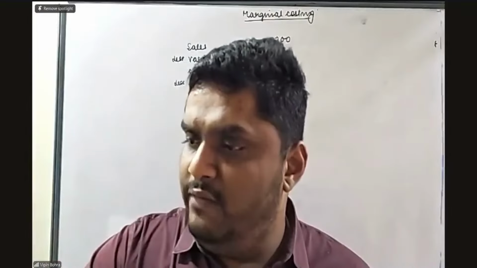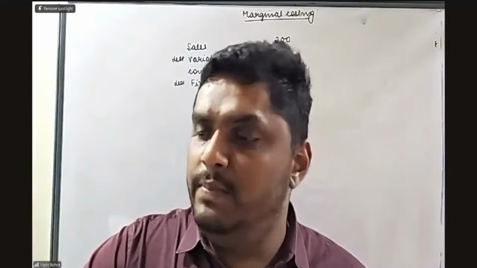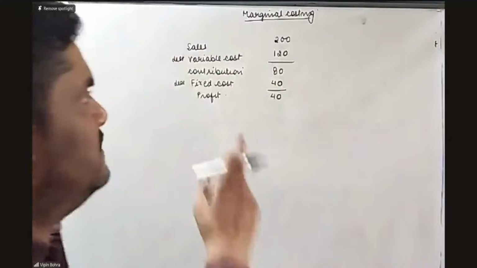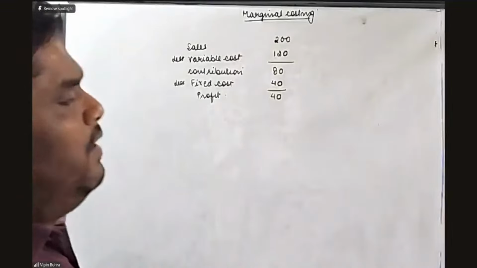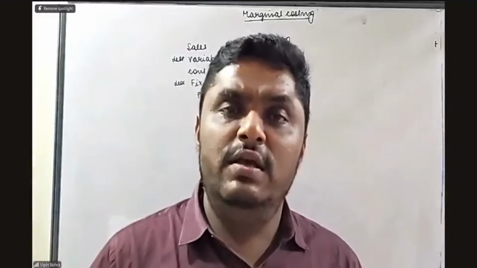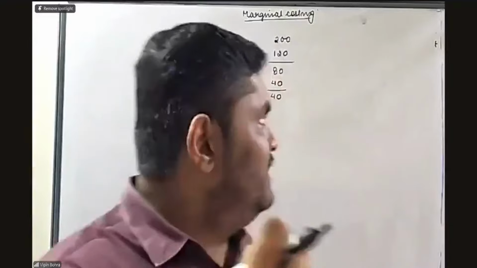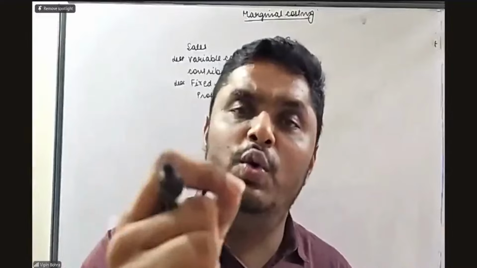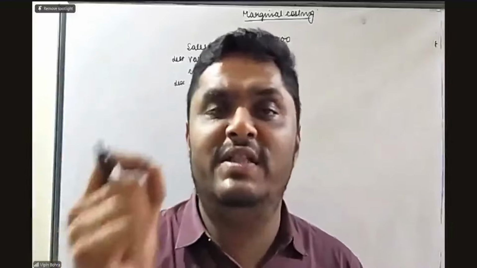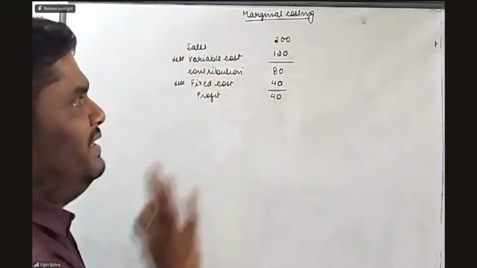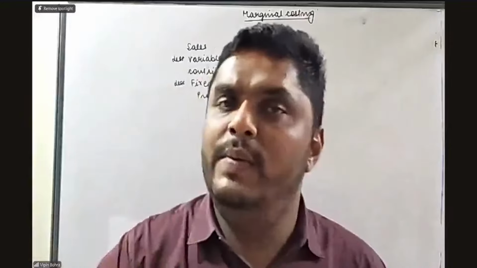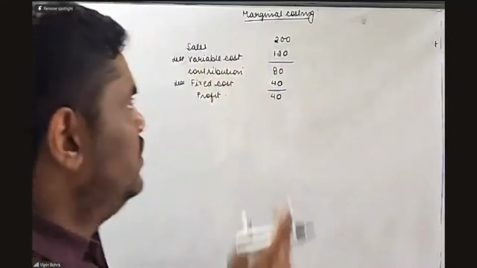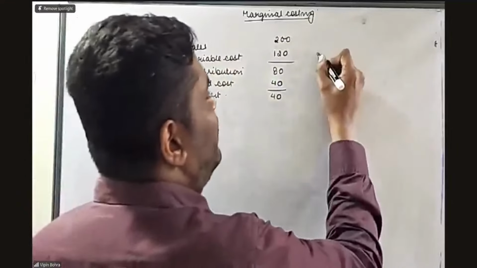Contribution means whatever we are contributing to fixed cost and profit. Anyways, we call these terms contribution. So now, very important, guys. You should know how to adjust with these 5 terms, that is plus, minus, divide, multiply. You should be able to calculate these figures, and this is all we will be discussing in marginal costing.